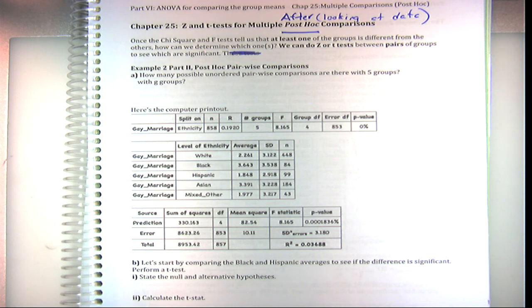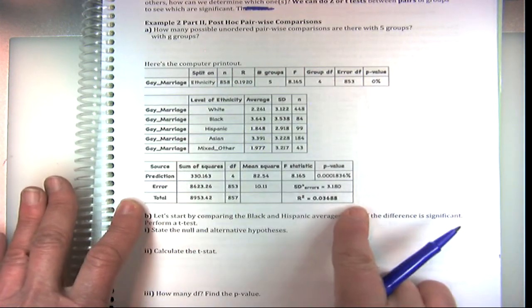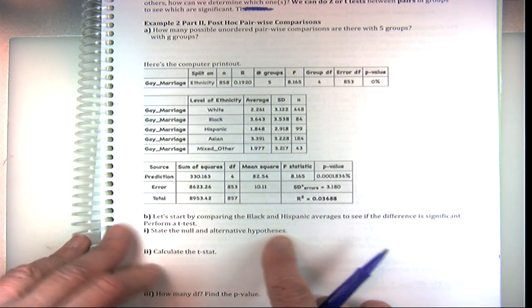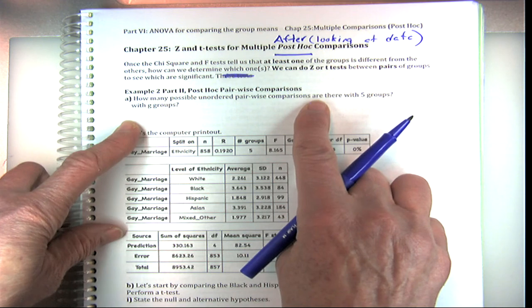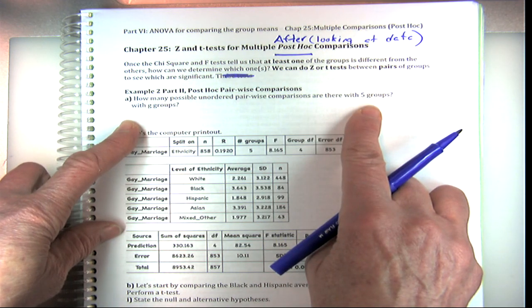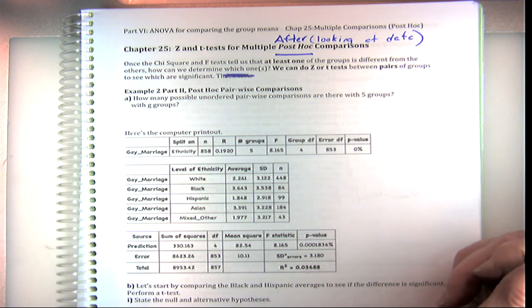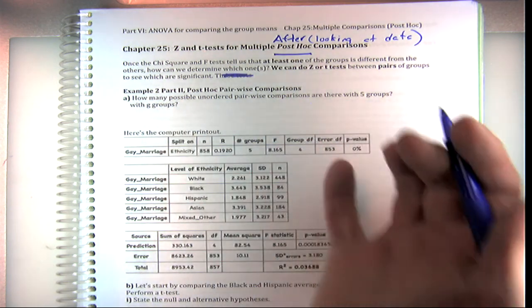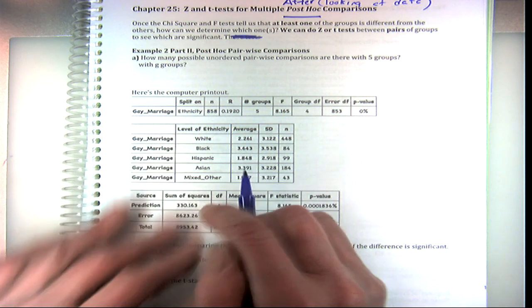But before we even get to that, here's the computer printout, and here is the ANOVA table. So I said, okay, I want to start. Well, first of all, we have to say how many possible unordered pairwise comparisons there are with G groups. How many are there with 5 groups? So how would we do this?